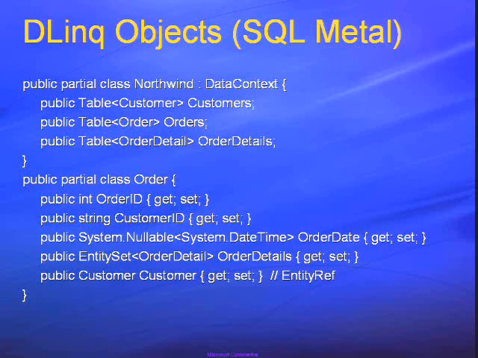In this case, order details has a relationship to orders. So order details has an order ID field. And so on the order object, you'll have an order details collection, which is of type entity set, so that from any order object, you can navigate into the order details collection. Likewise, because order has a customer ID field, which is a foreign key relationship to the customers table, it will generate what we call an entity ref, which is a reference back to the strongly typed customer object for this order. So that is what the object graph looks like out of SQL Metal.